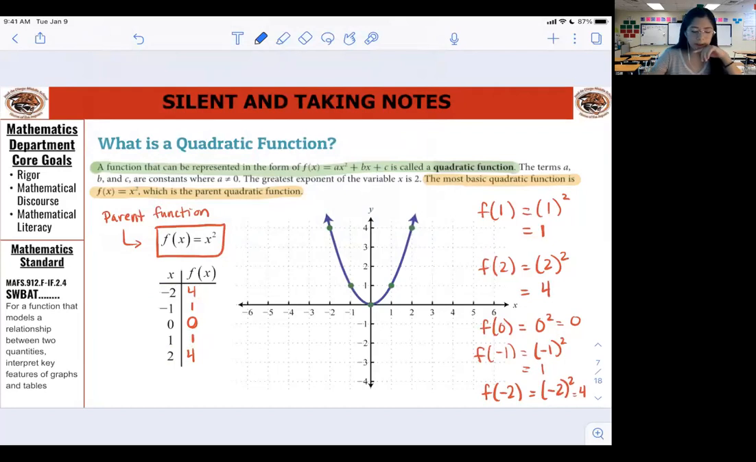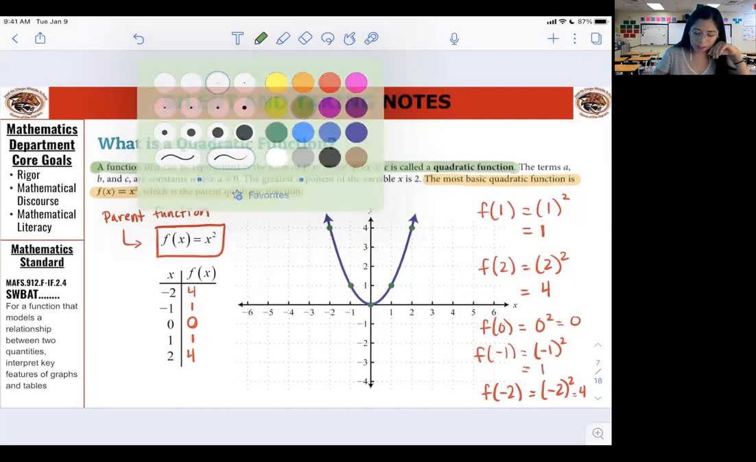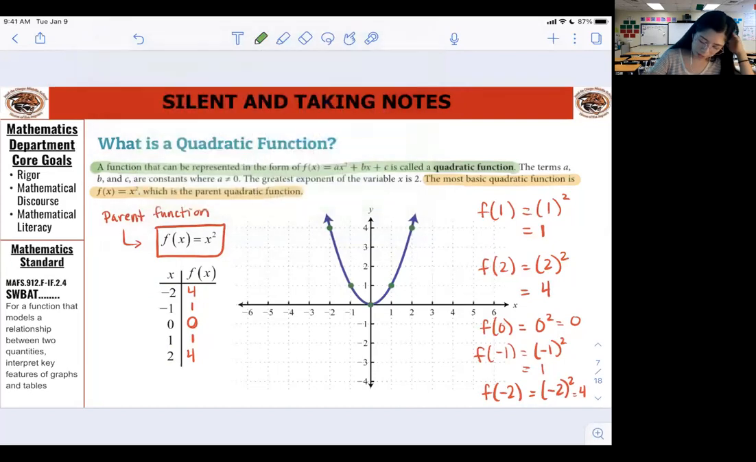Now take a look at the graph. Looking at the graph, let's label each of those points. So here's -2 comma 4, and here is 2 comma 4. Here's -1 comma 1, and here's 1 comma 1. And then down in the center over here, I have 0 comma 0.